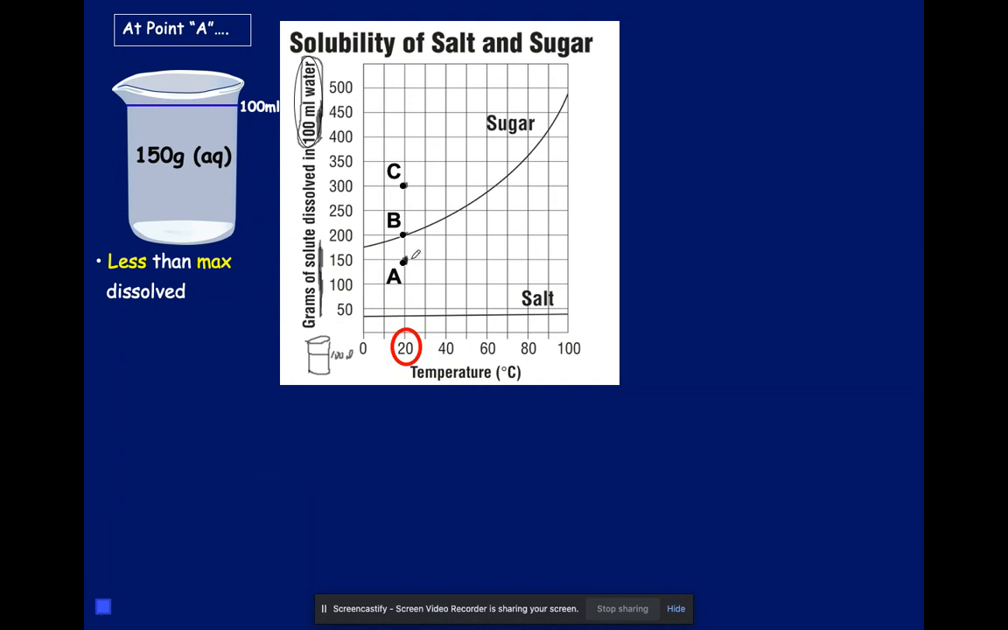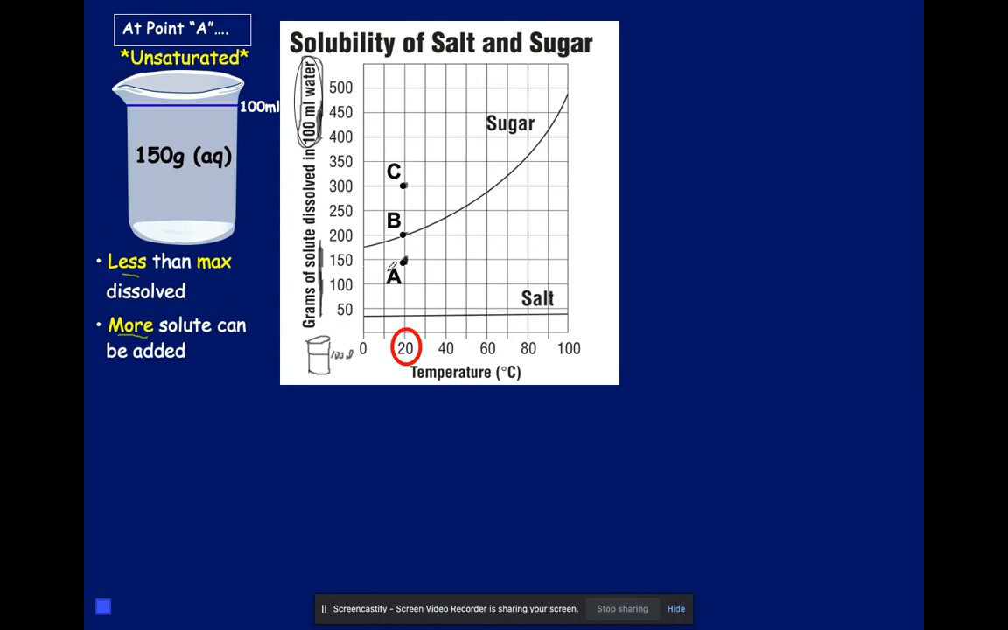So I can continue to dissolve solute in that. I basically have room to dissolve more. More solute could be added, and how much more would be the difference between those two points. We have a special name for the solution in this position, and this is called an unsaturated solution.